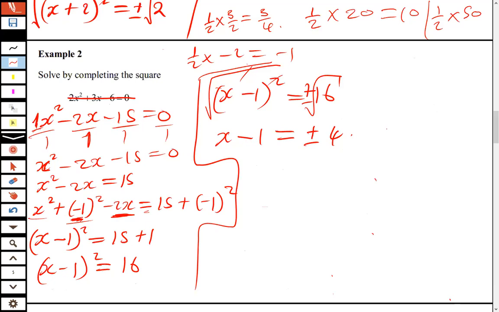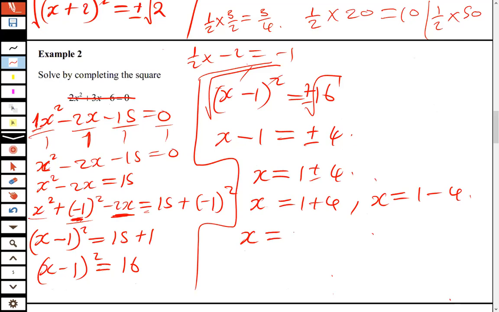So we can now take this -1 to the other side of the equal sign. So we are going to have x is equal to 1 plus or minus 4. So the value of x will be 1 plus 4, and the other x will be 1 minus 4. So the first value of x is 1 plus 4, which is 5, and the other x is 1 minus 4, which is -3.